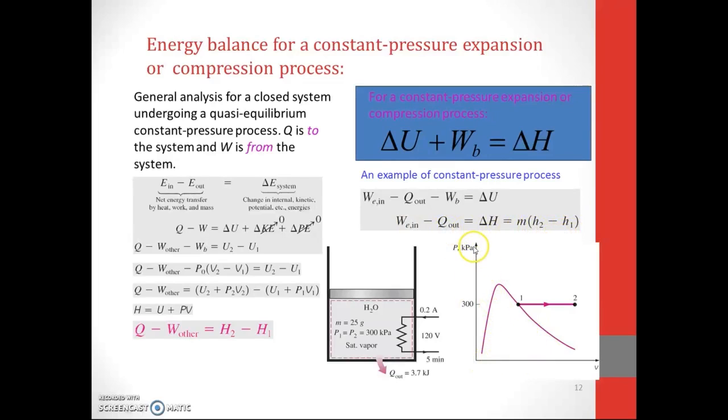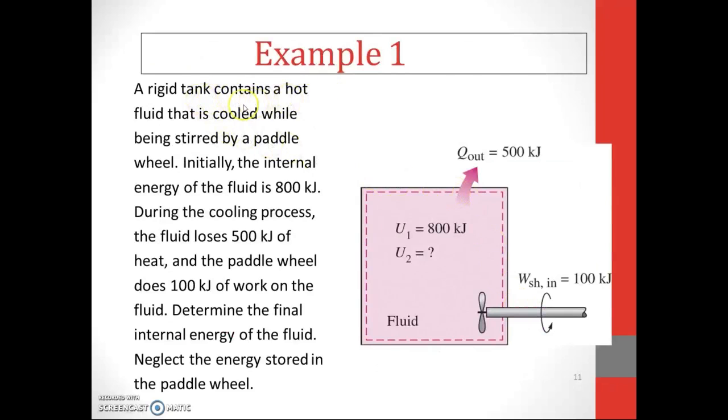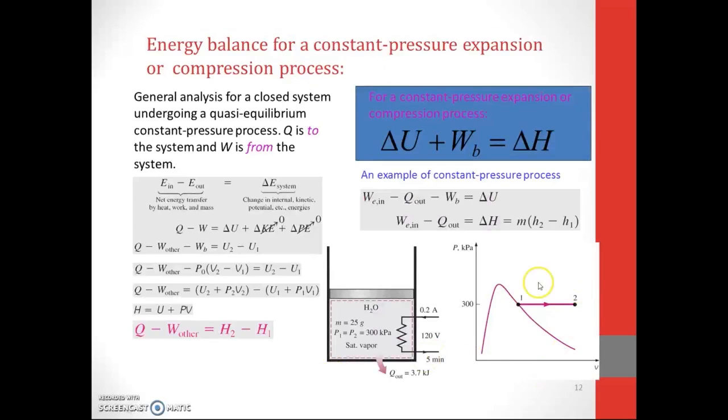Based on this diagram, PV, you have V1, you have V2. How do you know this? How do you know that location number 1 is here? This is a rigid tank containing a fluid. Determine the final internal energy of the fluid. So how do we know about this? This is saturated vapor. This is an example of saturated vapor.